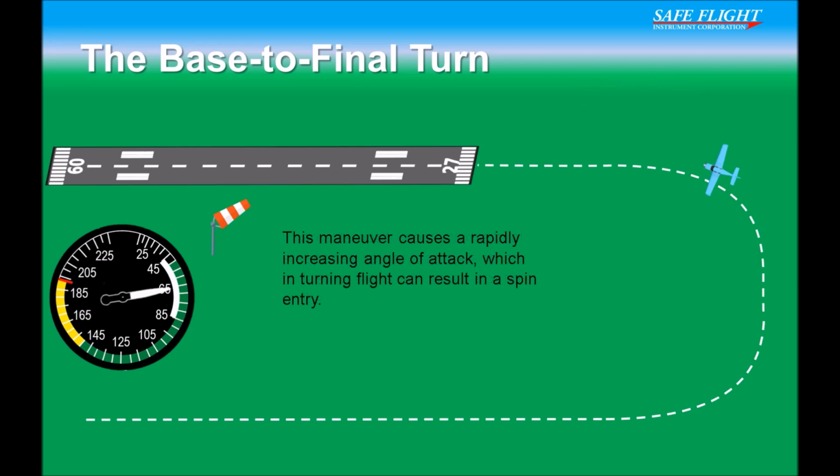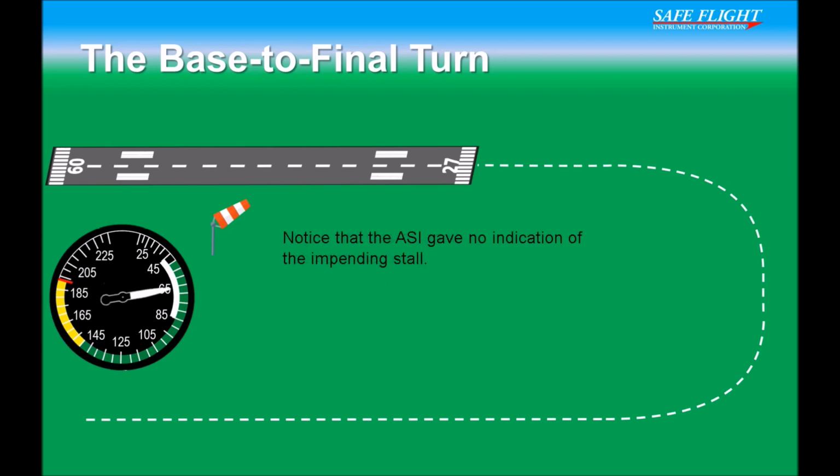This maneuver causes a rapidly increasing angle of attack, which in turning flight can result in a spin entry. At low altitudes of landing approach, recovery from this condition may not be feasible. Notice that the ASI gave no indication of the impending stall.